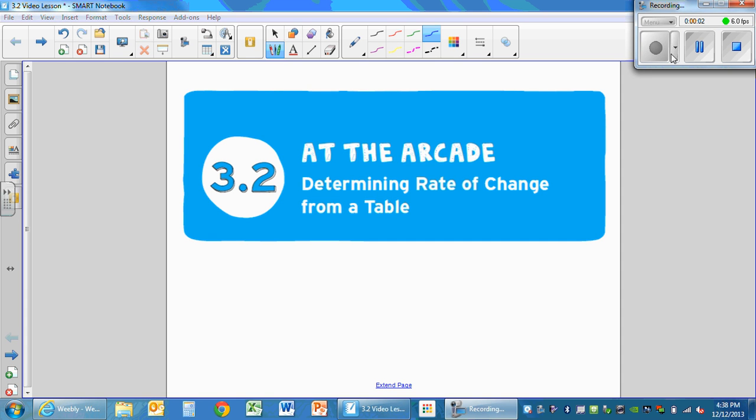Tonight's lesson is 3.2, At the Arcade, determining rate of change from a table. So today in class we talked about determining the rate of change from looking at a graph. Today we're going to use tables to find the rate of change.